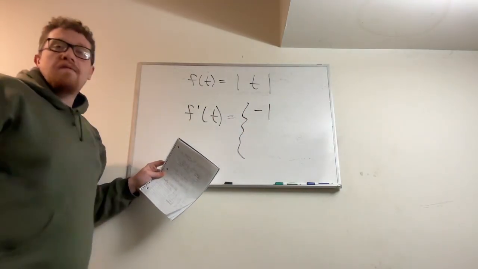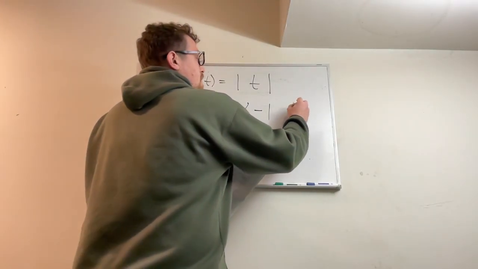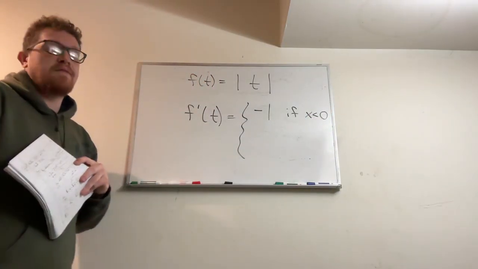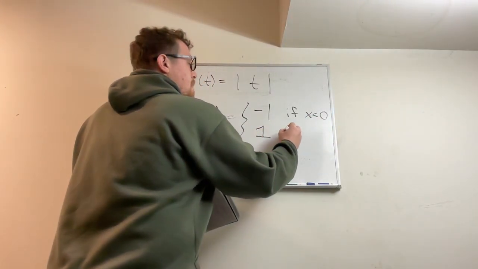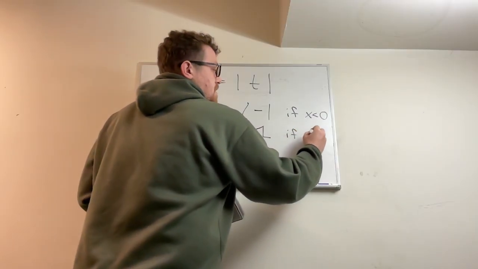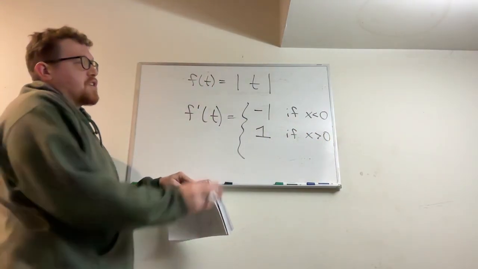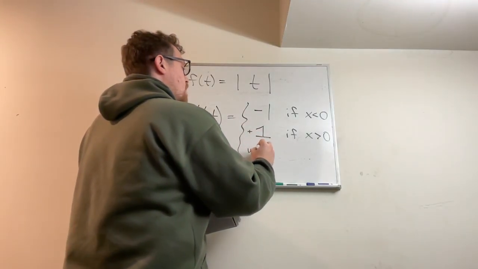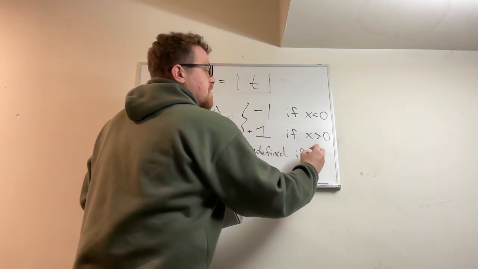So the derivative of the function is -1 if x is negative. So this is a piecewise defined function. It's +1 if x is strictly positive. And then the function is undefined if x is exactly equal to 0.